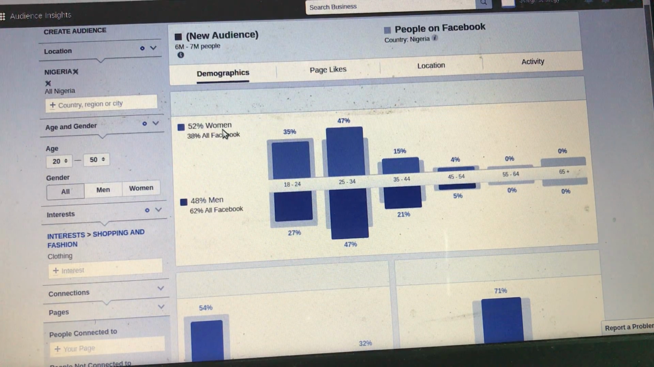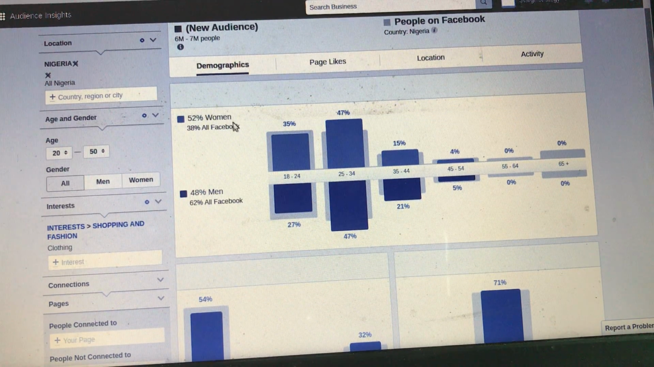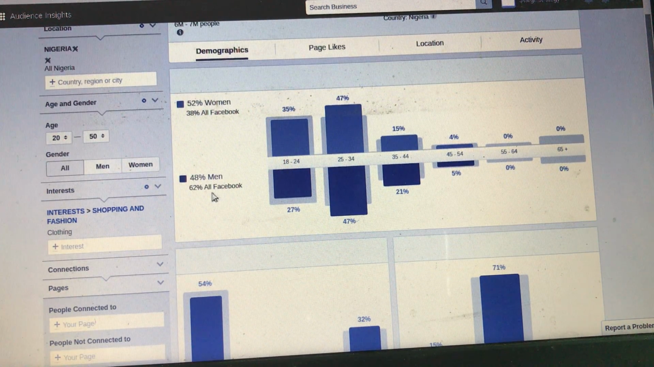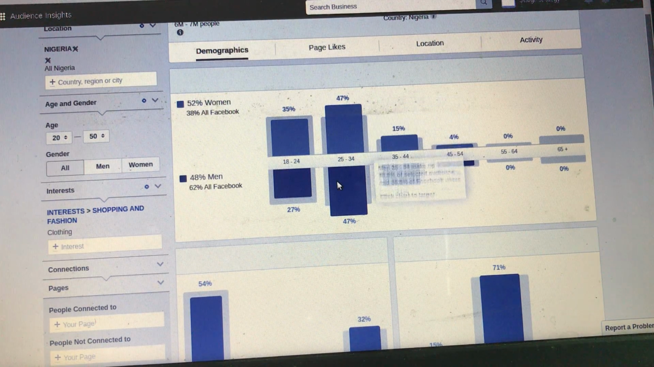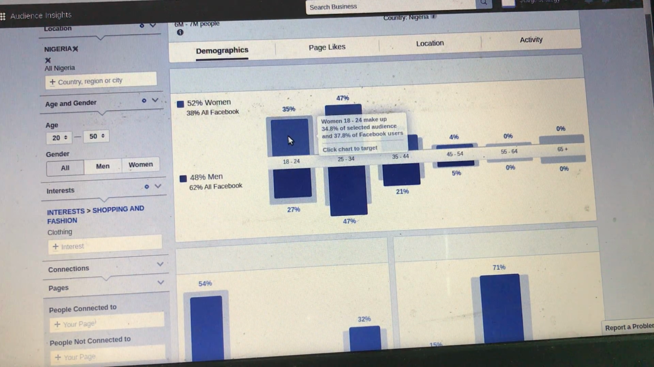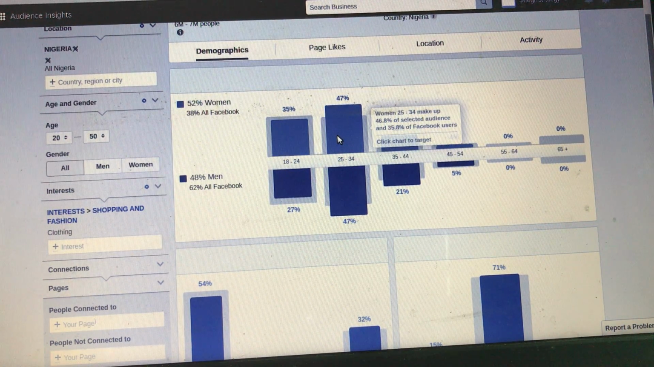So let's read their demographics. There are 52% women, 38% all Facebook, 48 men, 62% all Facebook. Can you see that? You can see their age range. You can see that from 18 to 24 have 35%. From 25 to 34 is having 47% for women.